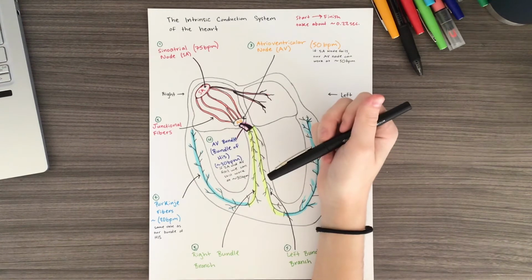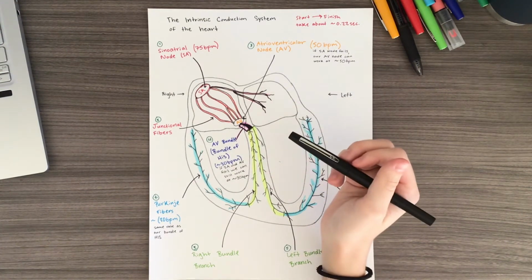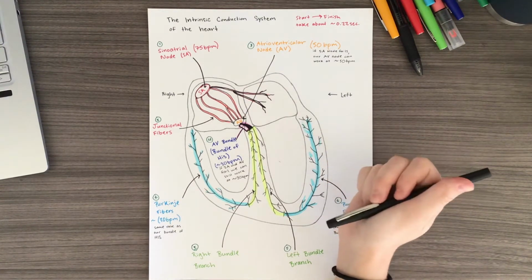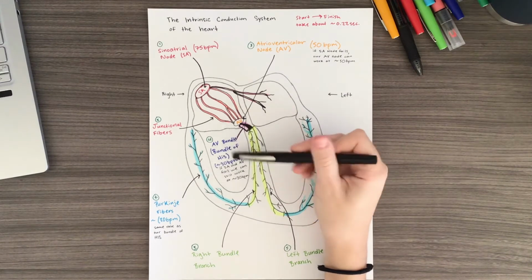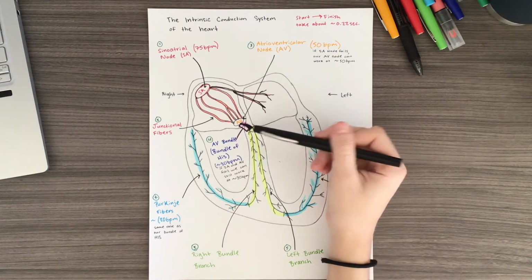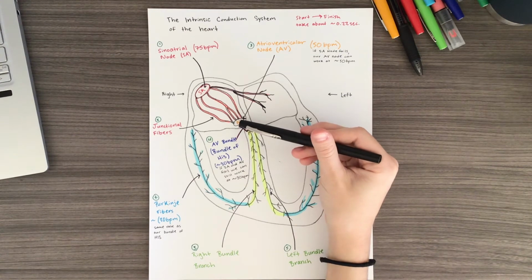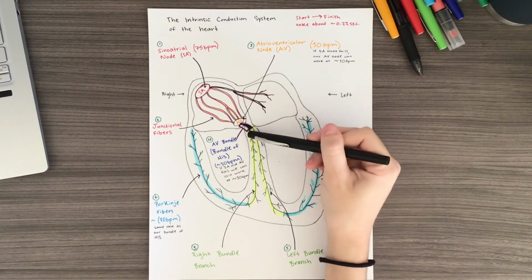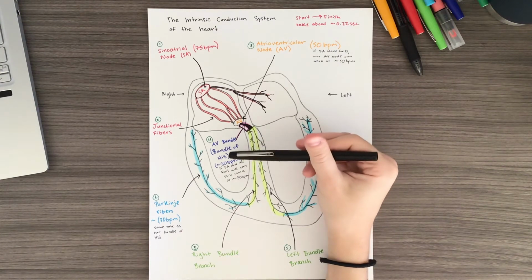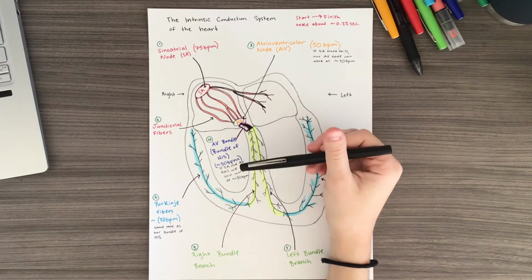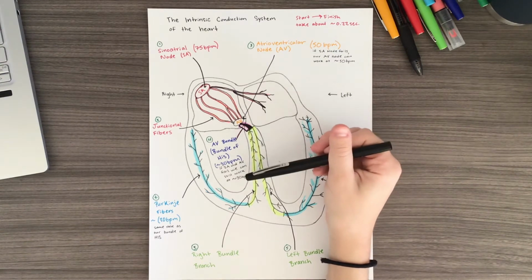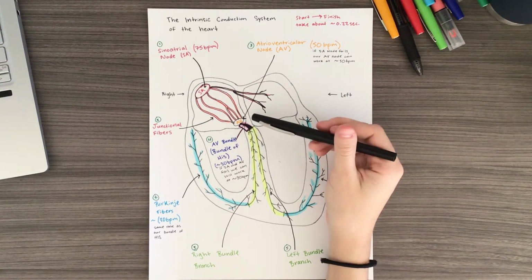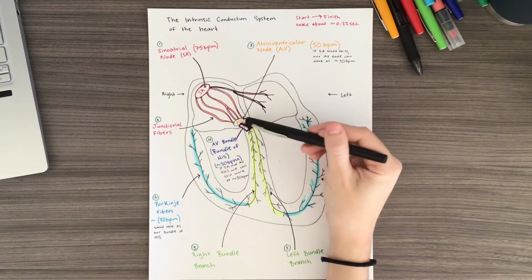So step number 4, we get into our AV bundle. It's also called the bundle of His, and I went ahead and labeled that right here. It's kind of weird on my drawing, but basically what the bundle of His is, it's this cord before it branches. So it's a cord, and it hasn't branched just yet, and so the AV bundle works at about 30 beats per minute. So if the SA and AV node fail, we can actually still work at about 30 beats per minute with just this AV bundle.